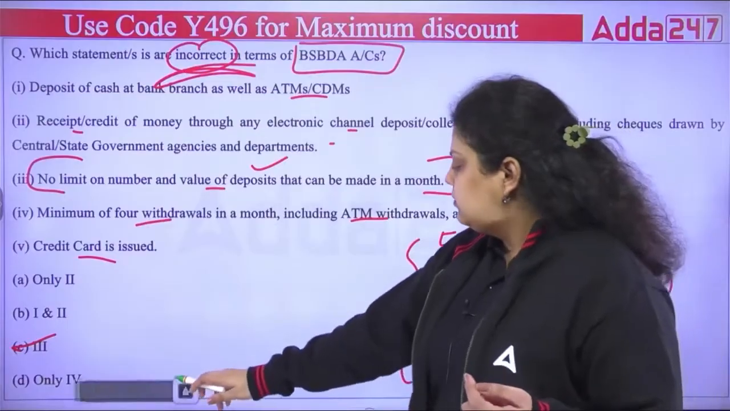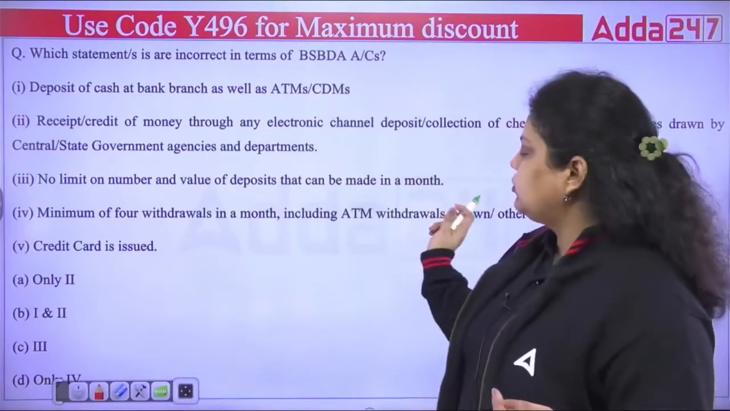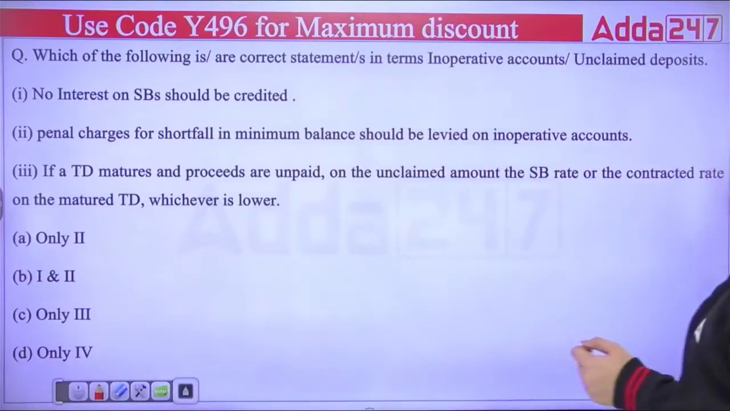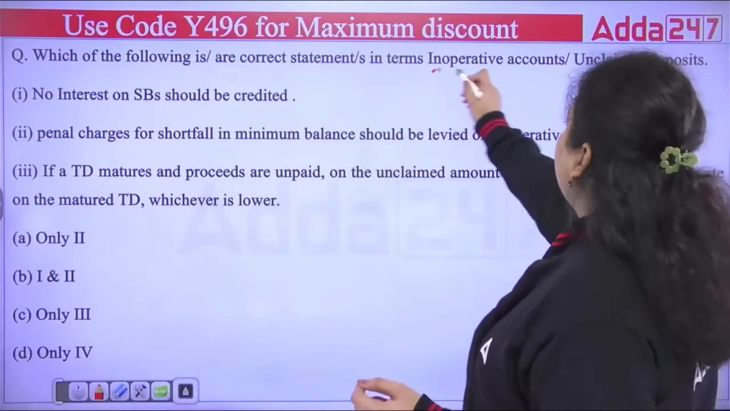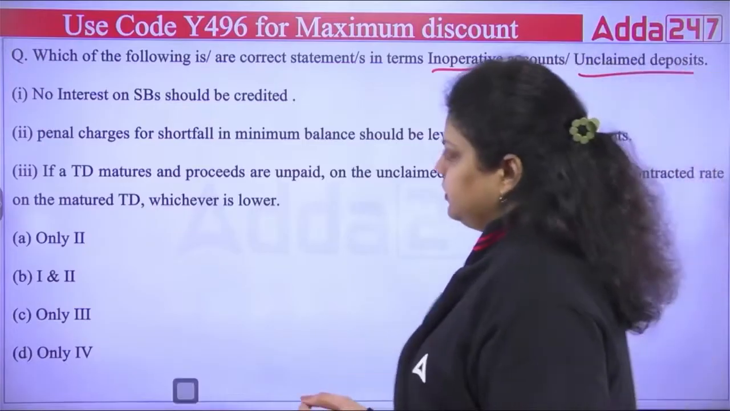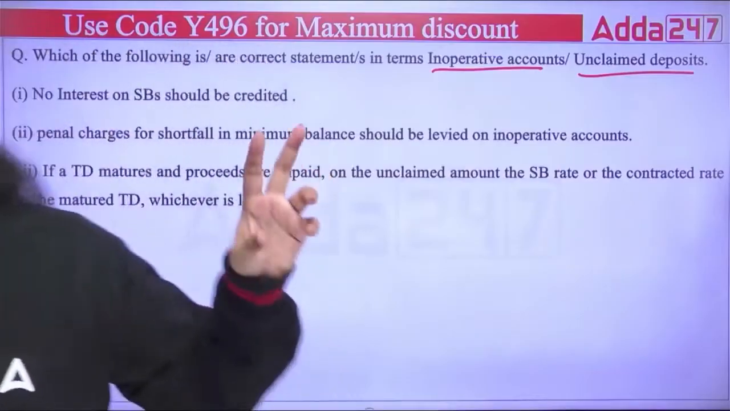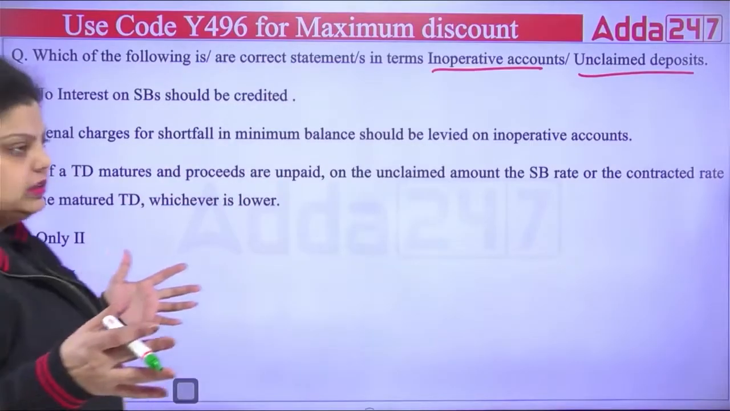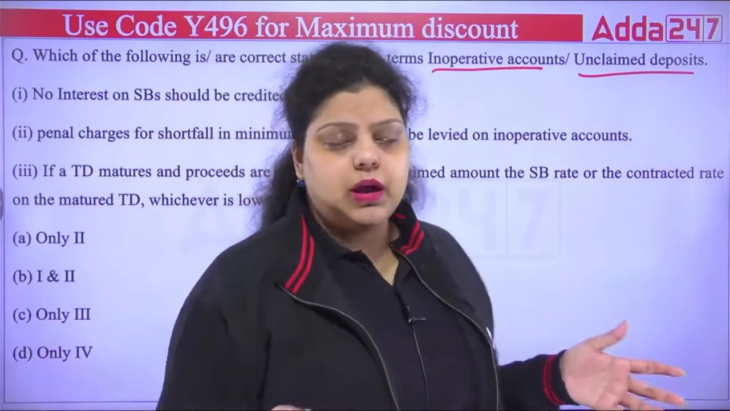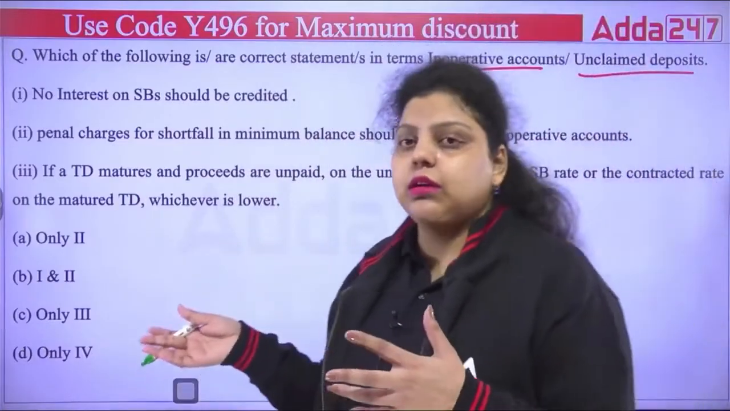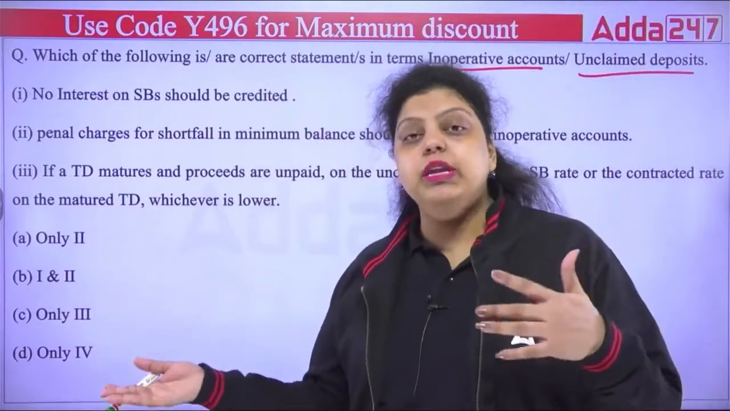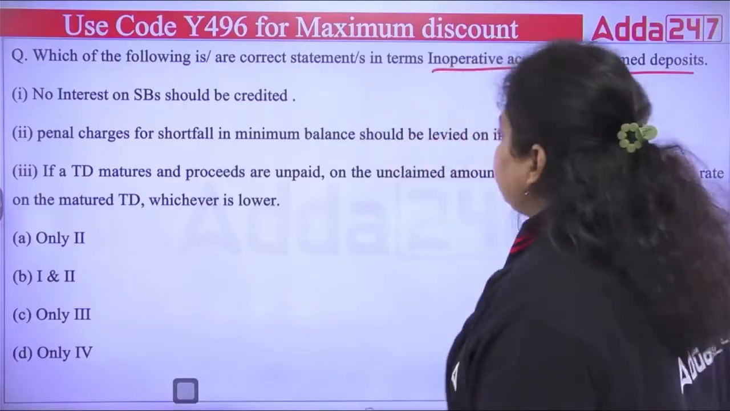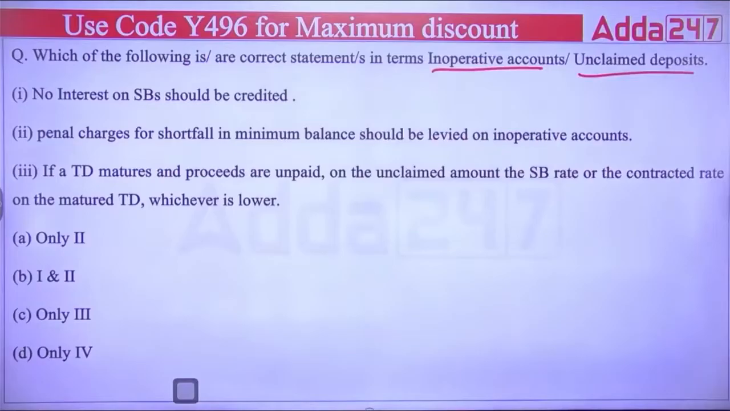Clear? So now the next question is, which of the following are correct in terms of inoperative account unclaimed deposit? Those accounts in which a customer is not performing regular transactions for 1 year are inoperative accounts, and for 24 months, meaning 2 years, that will be a dormant account. So here we are talking about inoperative account and unclaimed deposit.